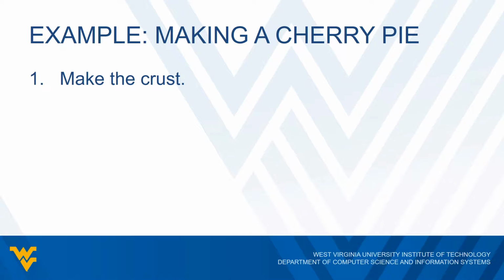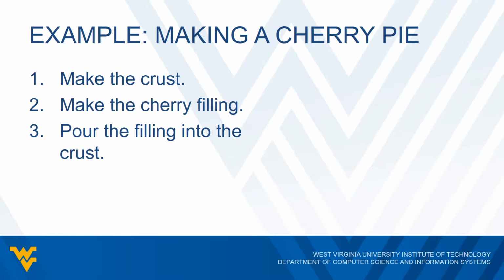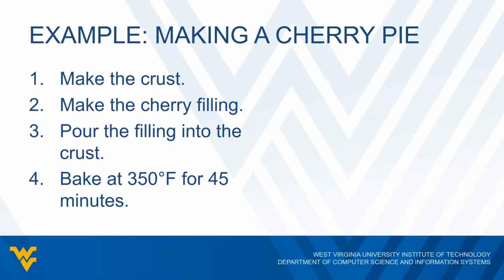The first step would be that we would make the crust. The next step would be to make the cherry filling. The third step would be that we would pour the filling into the crust. And then finally, we'll bake the pie at 350 degrees Fahrenheit for 45 minutes. So there we go. There's our algorithm. Now if we follow the steps, we should be able to make a cherry pie, right?